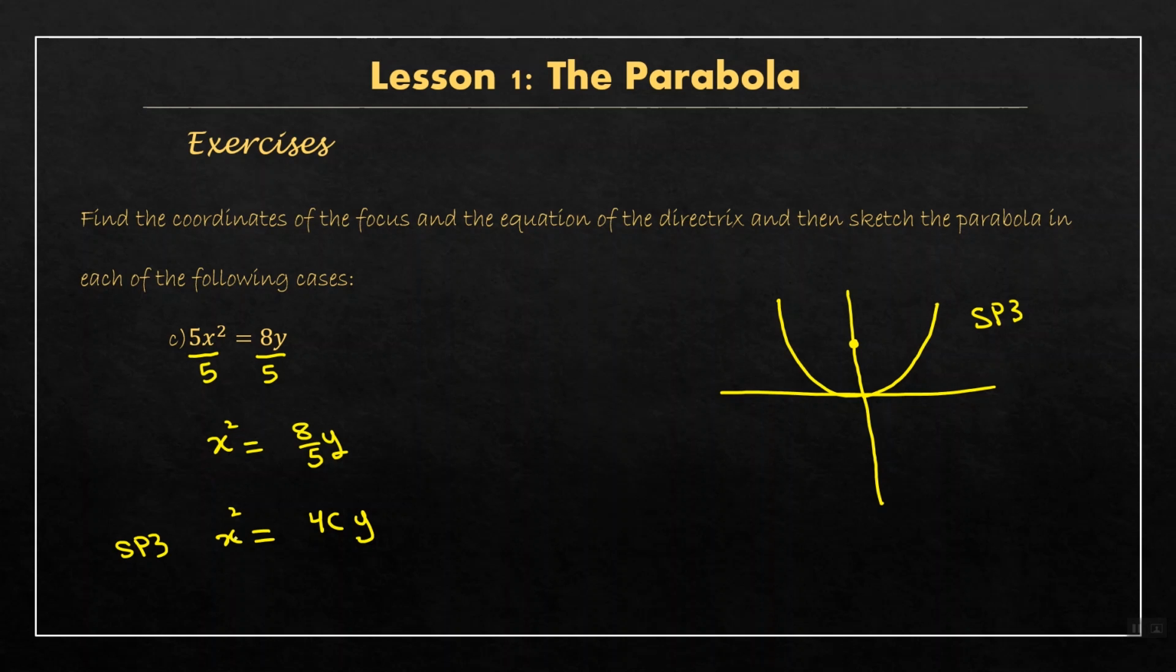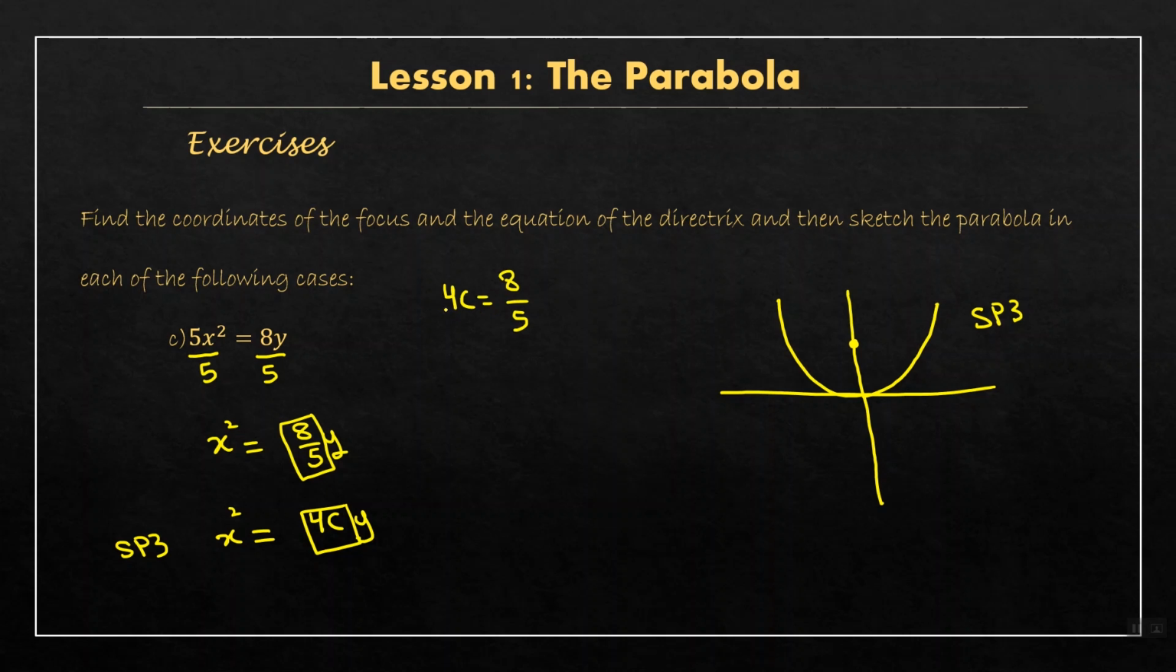Now x squared is the same, y is the same, so 8 over 5 is going to be equal to 4c. So 4c is equal to 8 over 5. I don't like to divide if there is a fraction here.